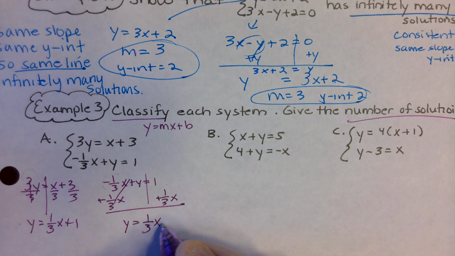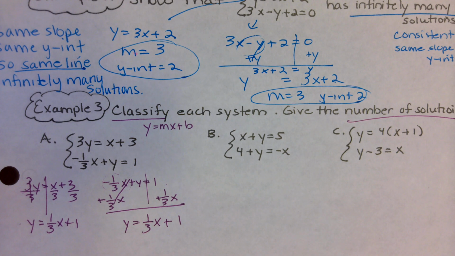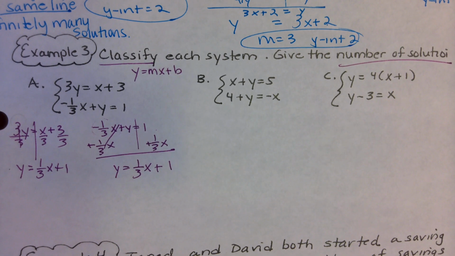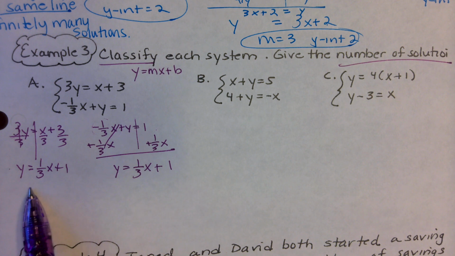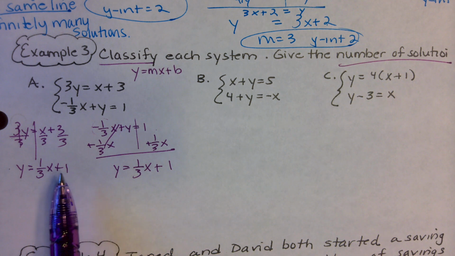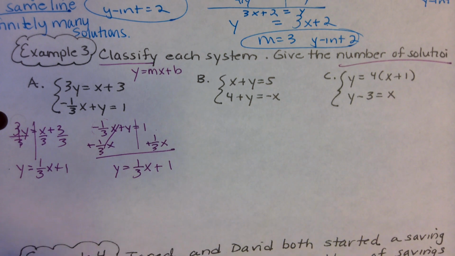And write the x term first. Oh, well, what do you notice there, people? Come on now, that's pretty darn exciting. We've got two equations, and now that they're both solved, we can see that they have the exact same slope. They have the exact same y-intercept. What does that mean? It's the same line, people.